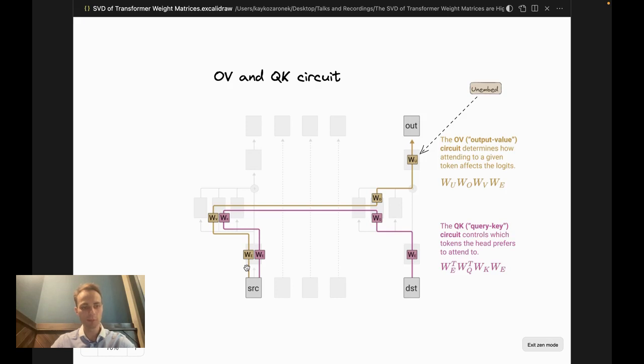To be a bit more precise, we can also look at this diagram, which shows the operations involved in the OV circuit. Here you can see that we first embed our token, we multiply it with the matrix that creates our value vector, then we multiply it with the output matrix, and then with the unembedding matrix. So embedding, value, output, and unembedding. And so here in brown, you can basically see this OV circuit.